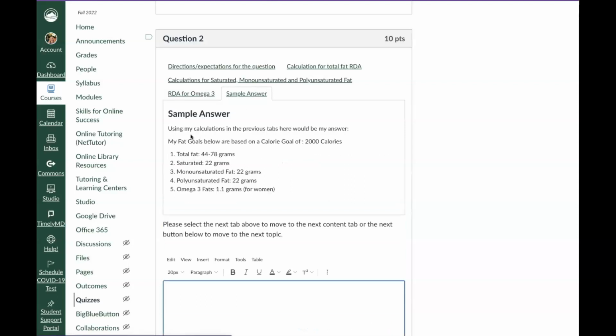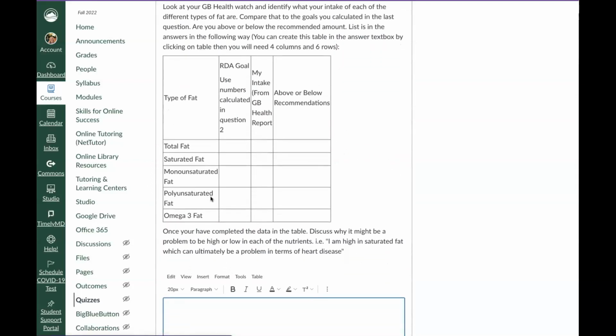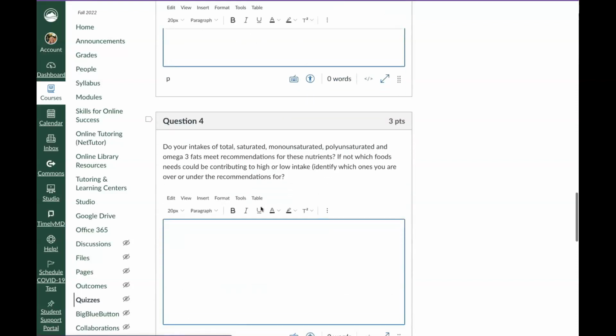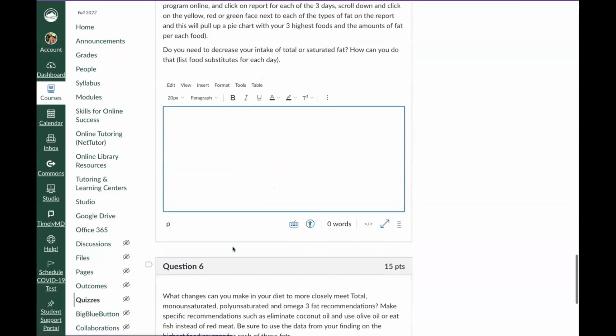And the answer I'm looking for, that's why I have the sample answer, is going to look like this. This is what your answer is going to look like in this box right here. And then putting that information in here and making sure you put down what you got in your GB Health report here. And then making some commentary in terms of that.